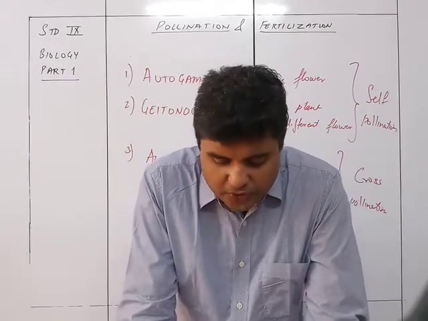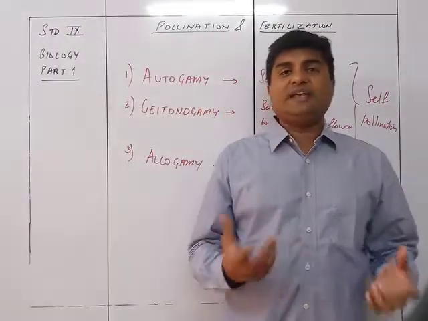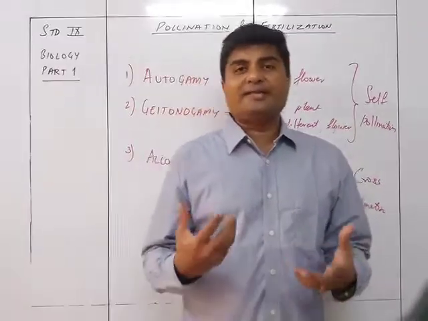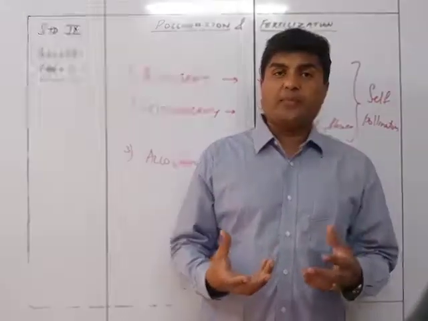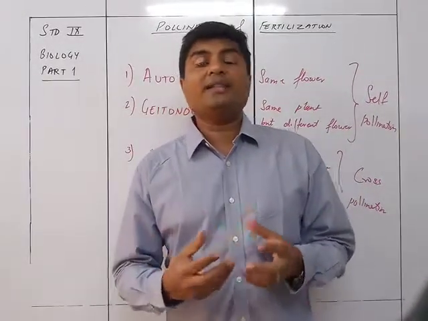The seeds produced are abundant and viable. Now, because the number of pollen grains is going to be more, the seeds which are going to be produced will also be more, and they will be more viable.